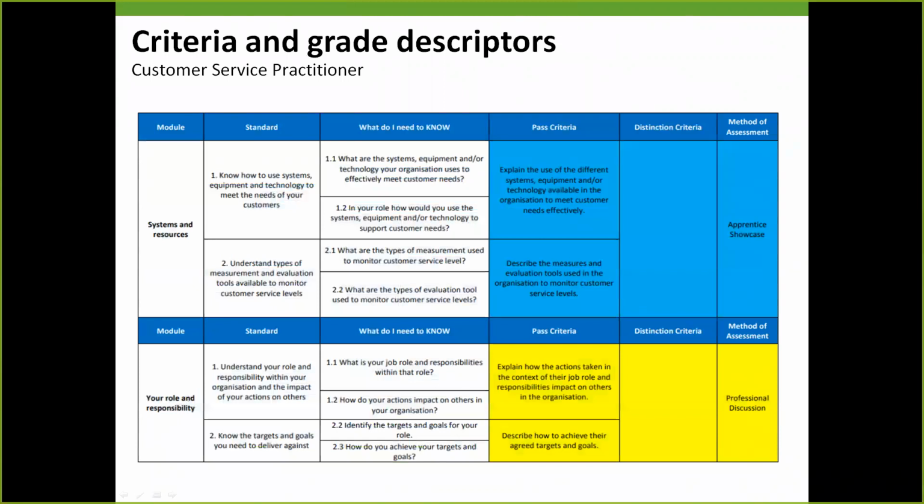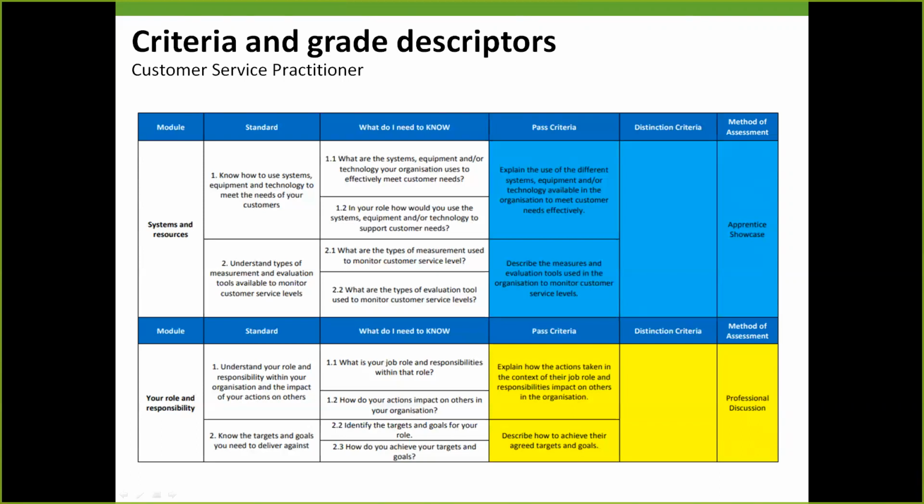And the thing I like about this actually is the assessment plan definition as well. It says this is the method of assessment. So what you can do when you're preparing your learners is really pull out those activities that potentially, for example, relate to professional discussion, and make sure that your learners hone their skills in having that really concise discussion with the independent endpoint assessor, as well as the opposite side, obviously, observation, for example.